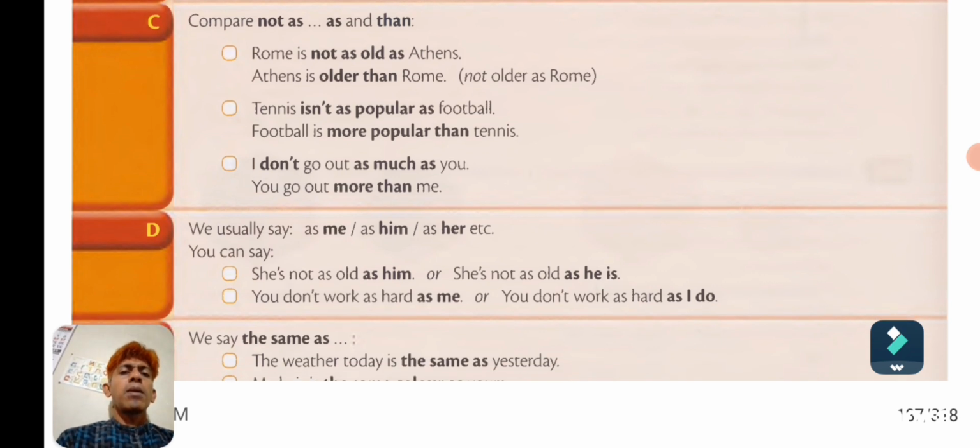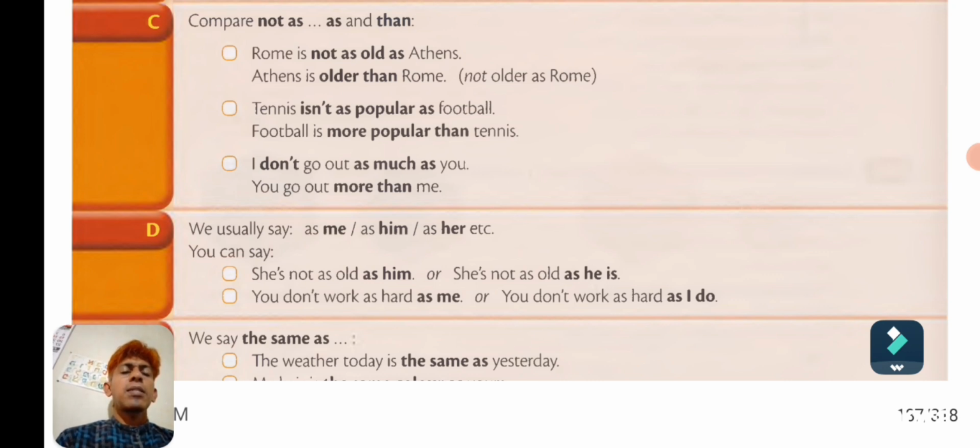Okay, part C. Compare "not as" and "than." Examples. First one: Rome is not as old as Athens. Athens is older than Rome. We can't say "not older as Rome." We don't use "as" here. Athens is older than Rome.